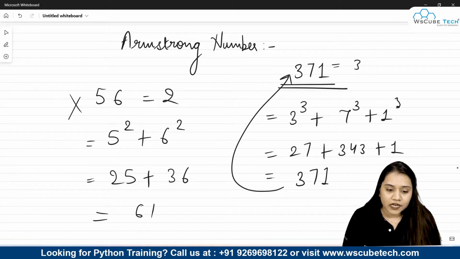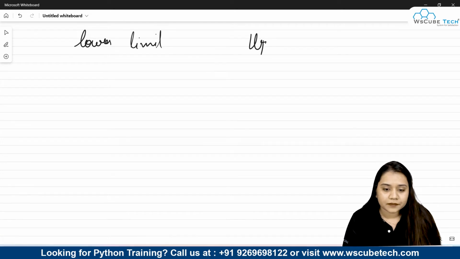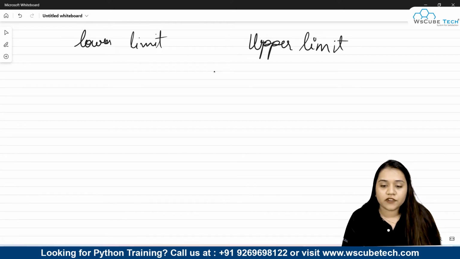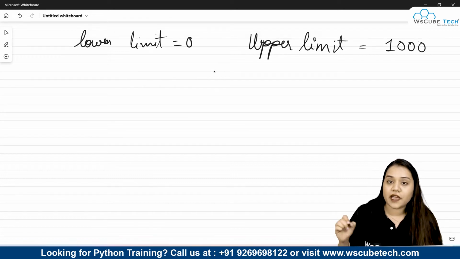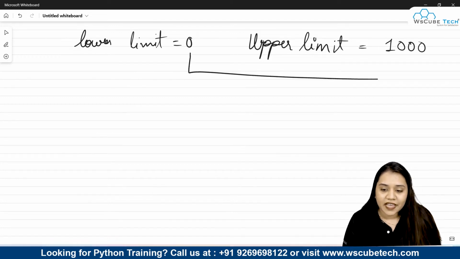Now that we know what an Armstrong number is, we have to check it inside the interval. To check it inside the interval, we need a limit, so we need a lower limit and an upper limit. That means two variables will be required. Let's say the lower limit is 0 and the upper limit is 1000, and we need to find all the Armstrong numbers inside the limit of 0 to 1000.